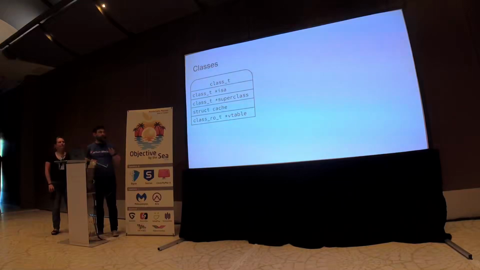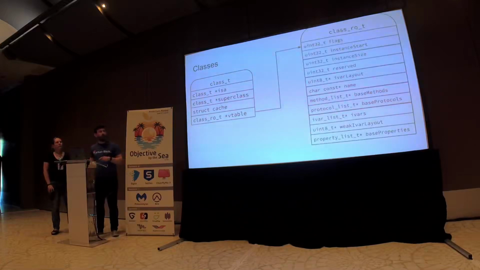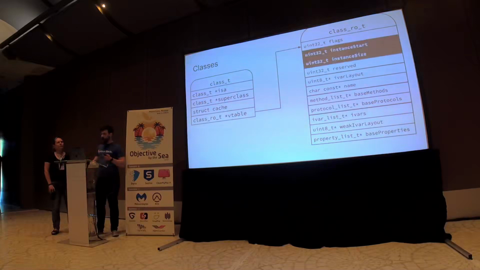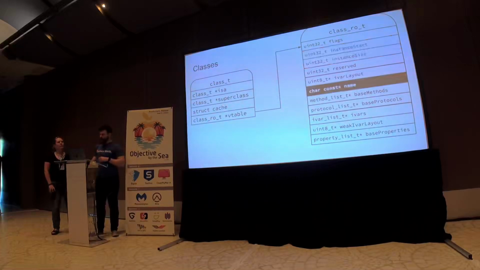I'm not going to talk about this cache thing, because that's something at runtime, but the important thing is this vtable pointer that points to the class RO T structure. And that is the structure that has all the information about the class itself, including how big the class is and where it starts in the object. So if it's multiple inheritance, I think that offset can change. There's also the name of the object's class, which is very helpful for figuring out type stuff.